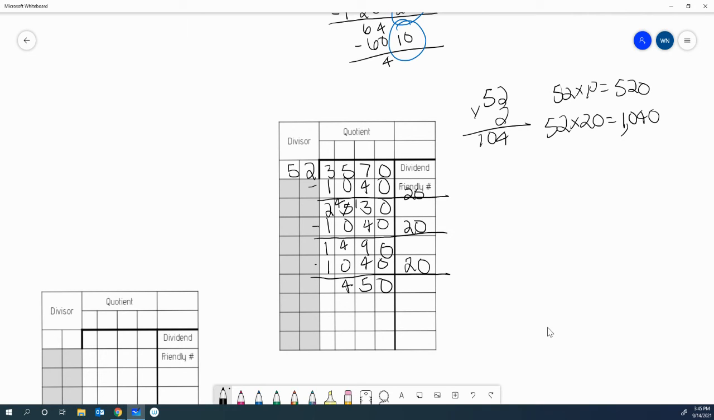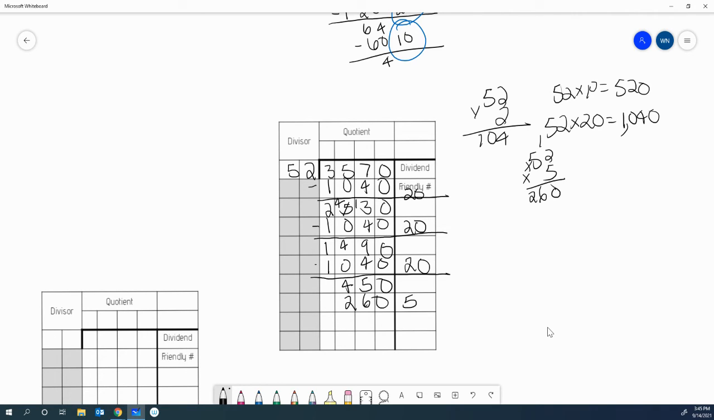Well, I don't want to do 52 times 2 because that's only 104. And 52 times 10 is 520. Let's try 52 times 5. I'm pretty good at my 5s. 2 times 5 is 10. 5 times 5 is 25. Plus 1 is 26. 260. That's pretty close. Let's try that. My friendly number is 5.